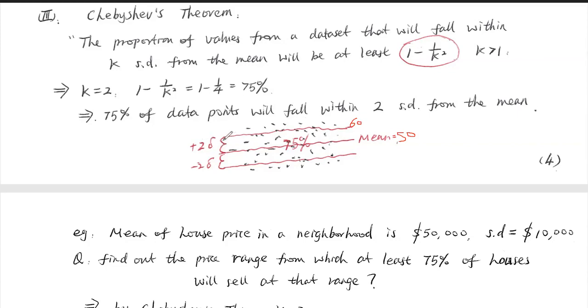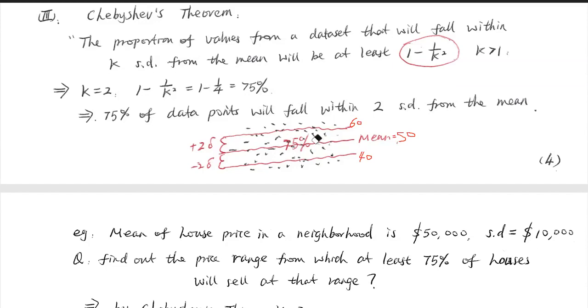So 2 standard deviations above, what's the number? 60. Each standard deviation here, say we are given, is equal to 5. And we can also calculate the 2 standard deviations below. That should be 40. Now, the Chebyshev theorem tells you that within 2 standard deviations away, that means you go 2 standard deviations above and 2 below, there should be at least 75% of data points that fall in that range.